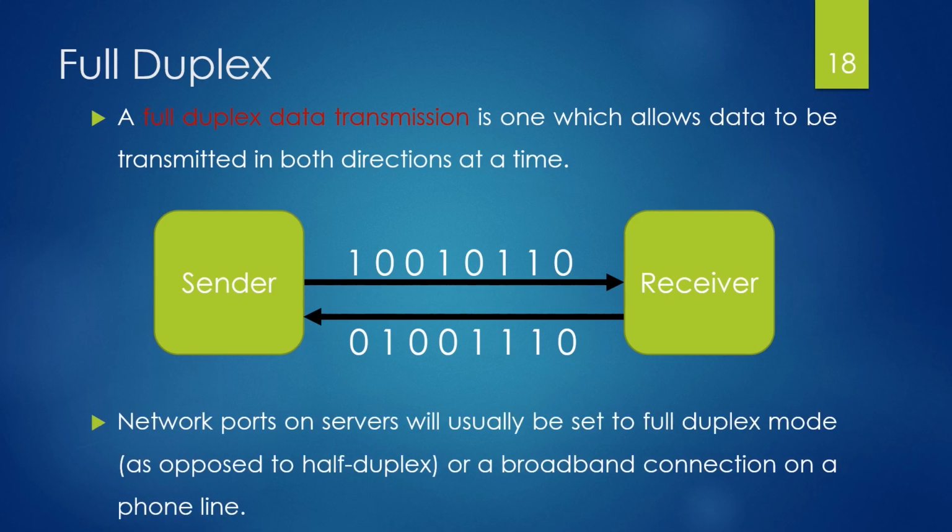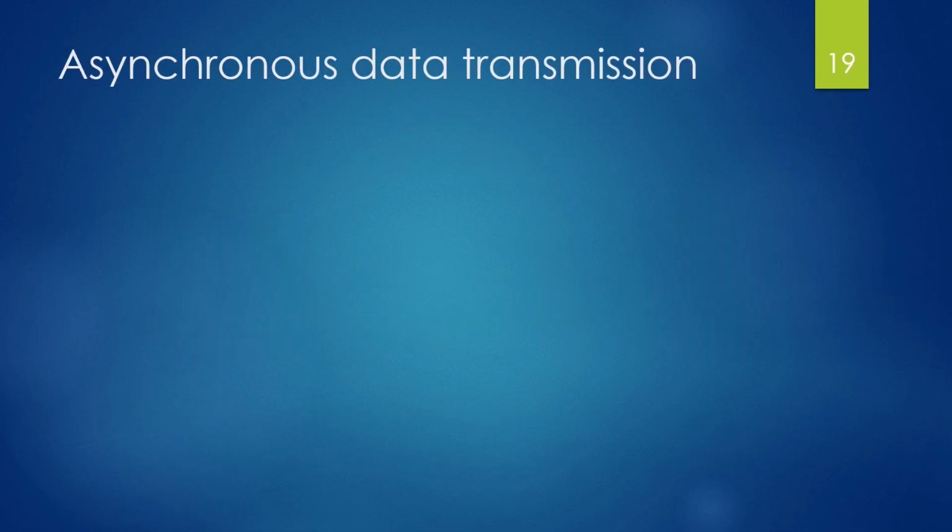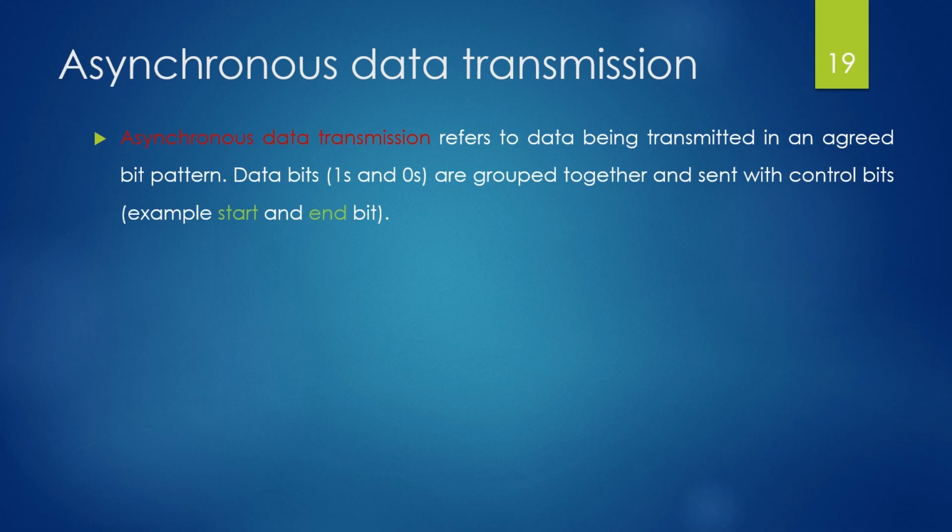For example, full duplex is used for network ports on servers, which usually are set to full duplex mode as opposed to half duplex, or for broadband connections on a phone line. Now we are going to look at asynchronous data transmission. Asynchronous data transmission refers to data being transmitted in an agreed bit pattern.